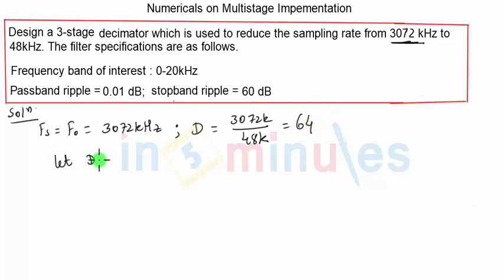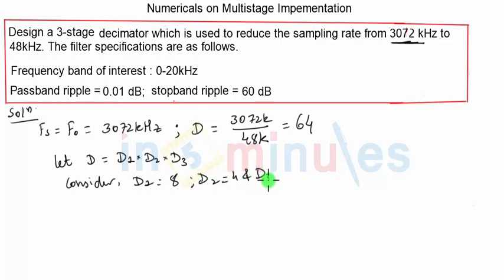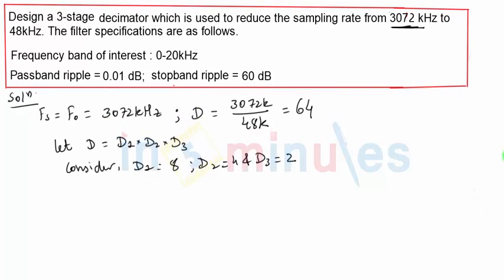Because we have to design a 3-stage decimator, it will be D1 into D2 into D3. That's my overall D, and we consider D1 equal to 8, D2 equal to 4, and D3 equal to 2. So 8 into 4 into 2 gives me 64. That's the first step where we define the values of D1, D2 and D3. Remember, we have not started with the design yet. We are just writing down all the required data that we need.